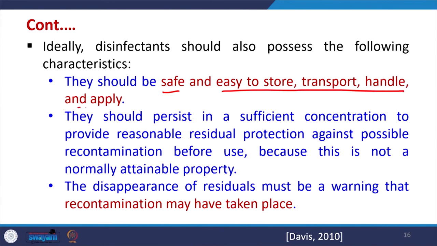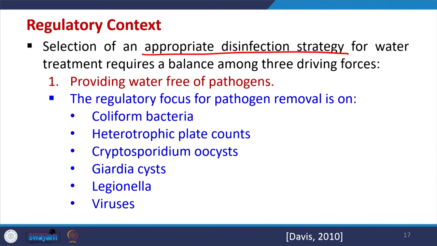Now ideally the disinfectants should possess the following characteristics. They must be safe, easy to store, transport, handle and apply. They should persist in sufficient concentration to provide residual protection against possible recontamination before use, because this is not a normally attainable property, so we have to cross check this. The disappearance of residuals must be a warning that recontamination may have taken place. So this we have to cross check before using the disinfectant, that it possesses these characteristics and is able to perform. Then there are certain regulatory contexts also. So selection of an appropriate disinfection strategy for water treatment requires a balance of three driving forces.